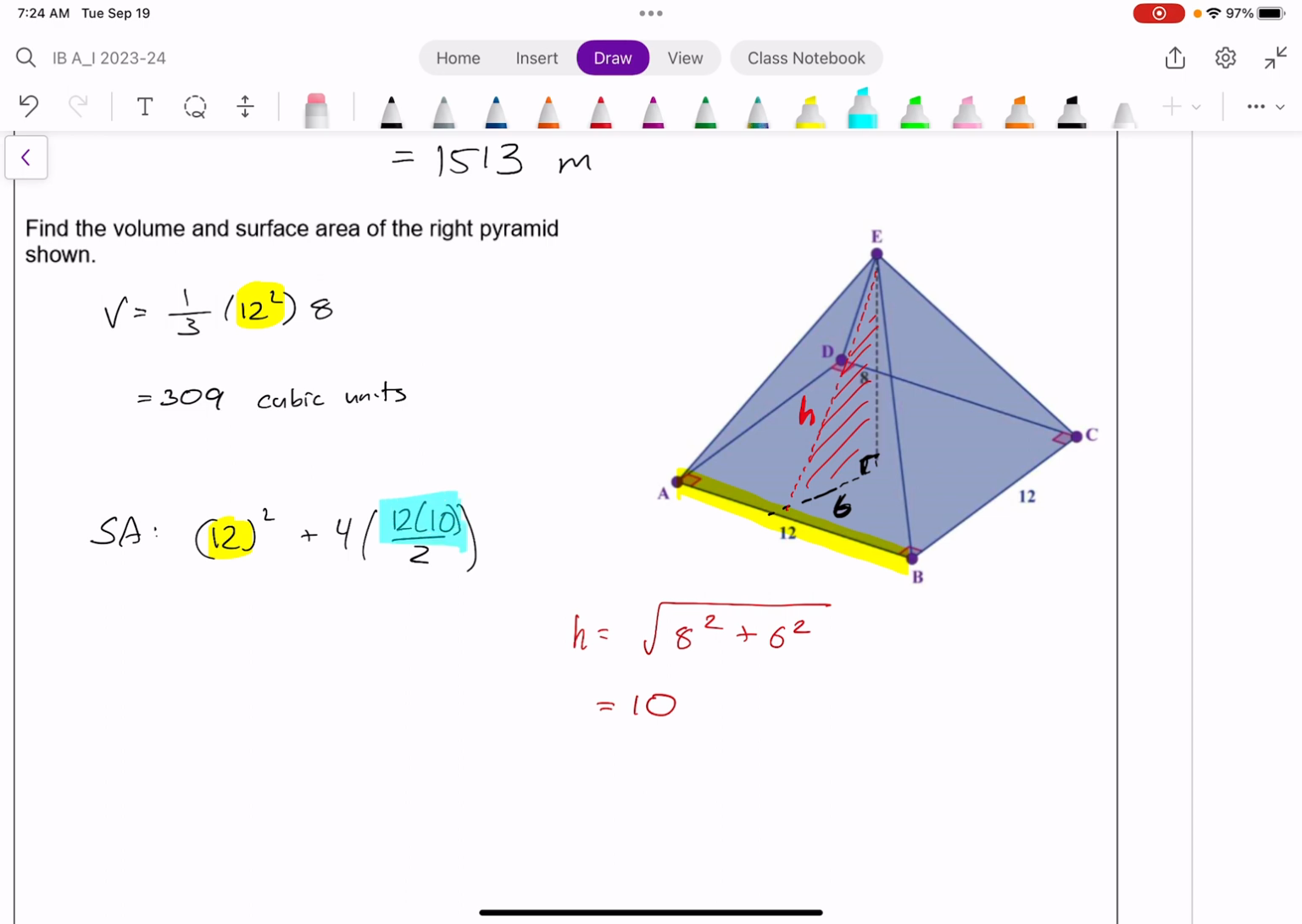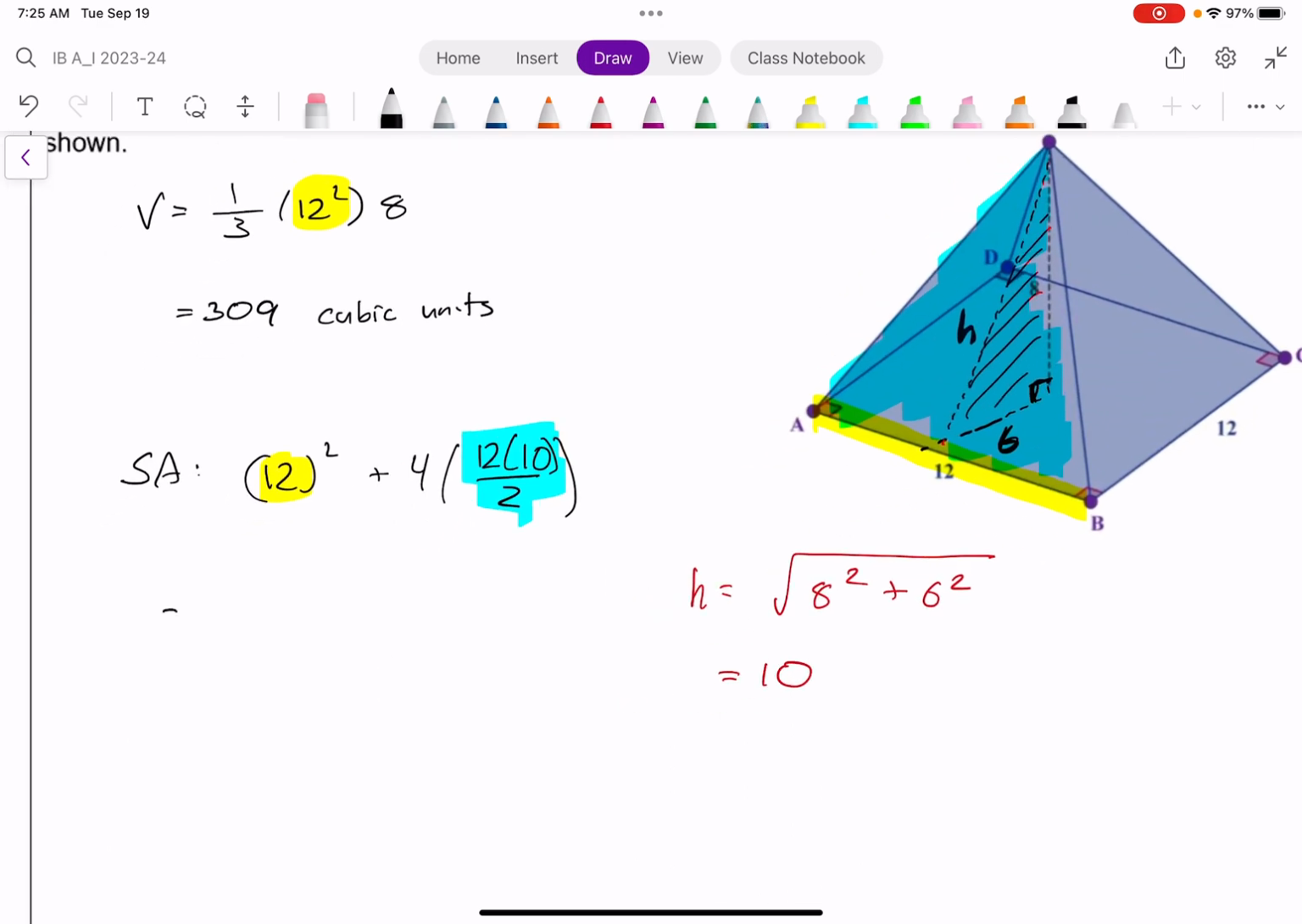And so what I've highlighted in blue here, that's the area of one of these triangle bases, which I'll just simplify now. So I get 144 plus 4 times. It comes to 60. Each of these triangles has an area of 60. Add this all up, I get 384. And these are square units, so I'll say square units. Again, if these were in meters, it would be square meters, and so on.